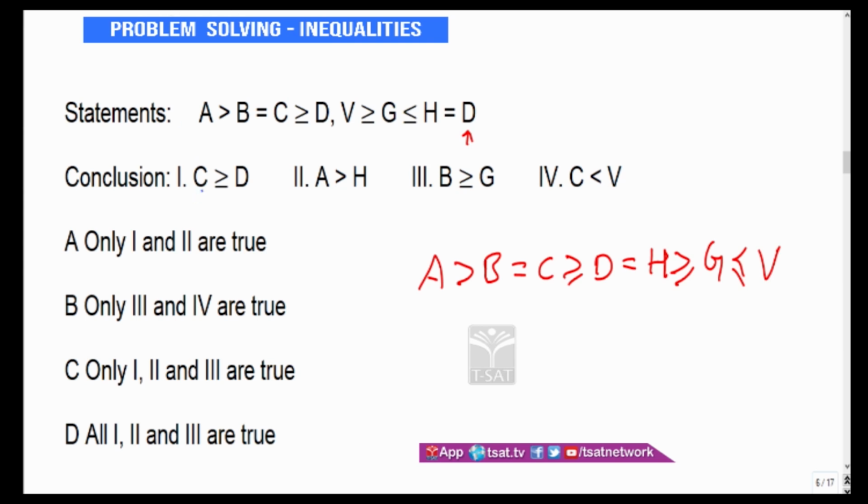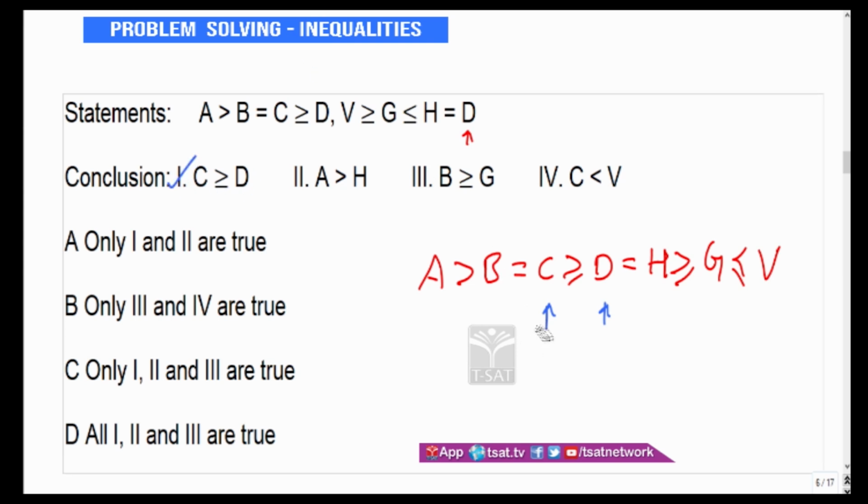See the first conclusion. C is greater than or equal to D. So check the letters C and D. You have C here, you have D here. So directly C is greater than or equal to D. Here is C greater than or equal to D. Obviously conclusion 1 is correct.